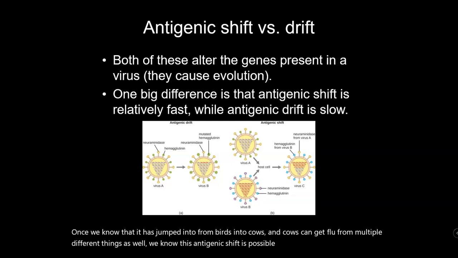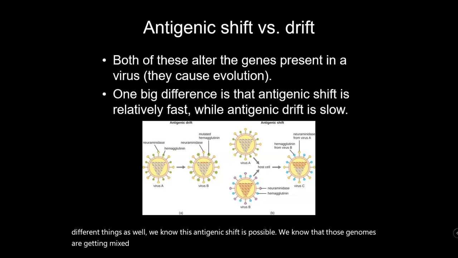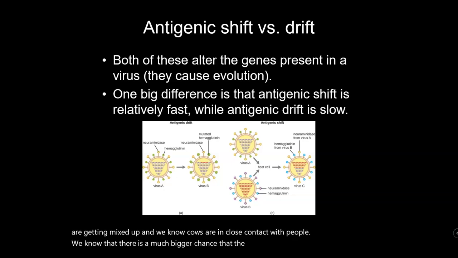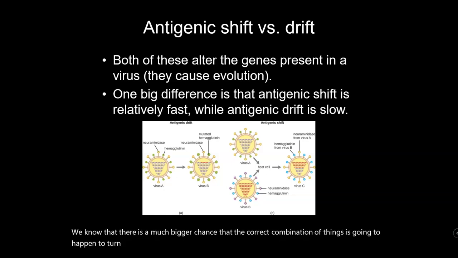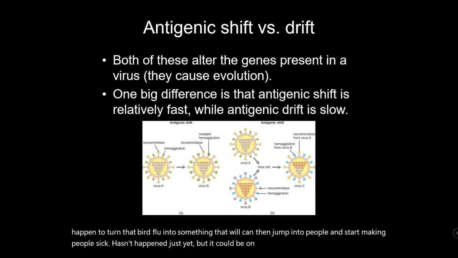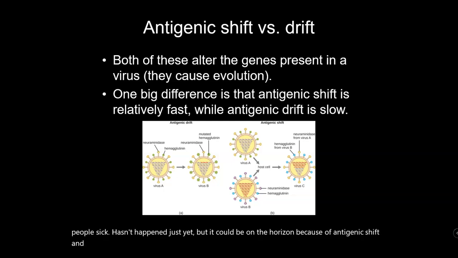We know that those genomes are getting mixed up, and we know cows are in close contact with people. We know that there is a much bigger chance that the correct combination of things is going to happen to turn that bird flu into something that can then jump into people and start making people sick. It hasn't happened just yet, but it could be on the horizon because of antigenic shift. And so there are people who are very worried about it. And unfortunately, it is not as big a news story as it really should be.